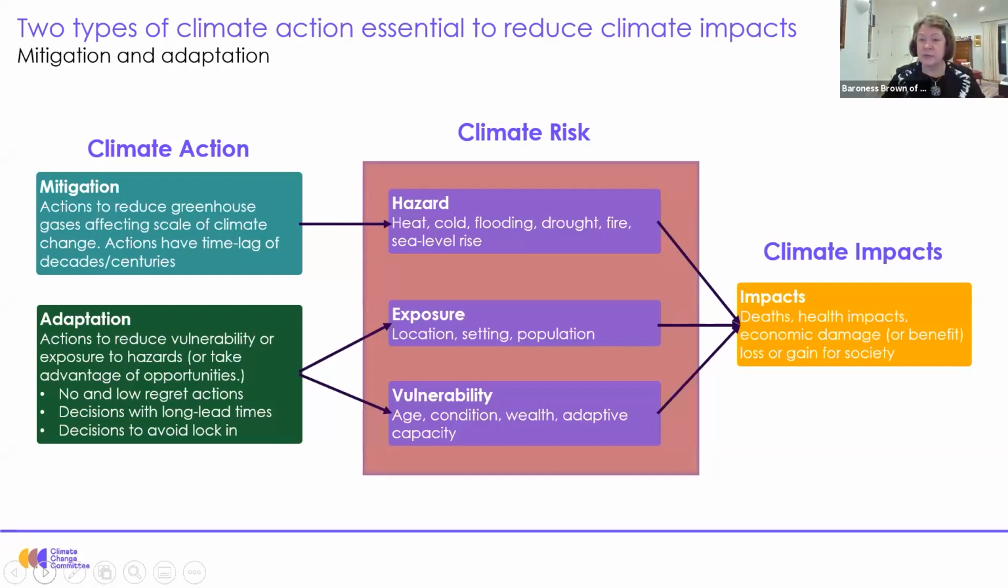So while mitigation tries to reduce the hazard by reducing our emissions, adaptation looks at reducing people's exposure and reducing their vulnerability, because it's the combination of the hazard, the exposure, and the vulnerability that actually leads to the climate impacts, whether that's people's deaths or whether that's economic losses or whatever it is. So when we think about addressing climate change, we must always think about doing these two things, about mitigating, but also about adapting.